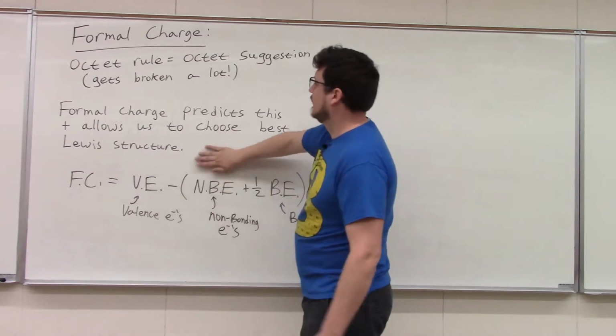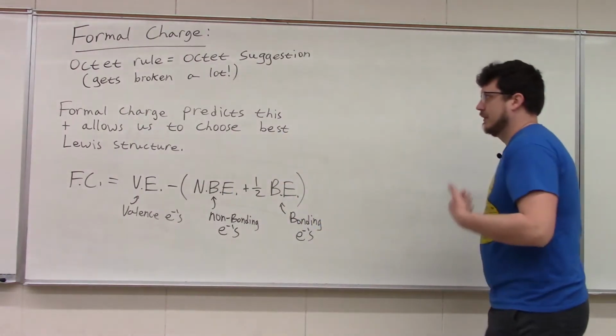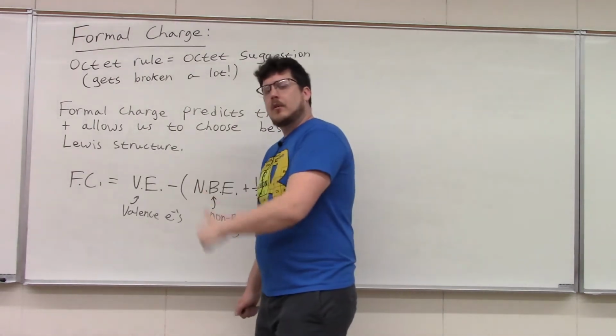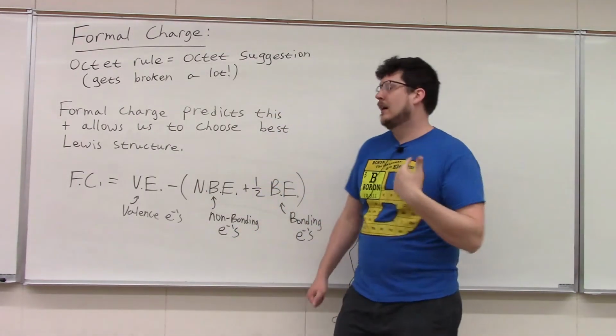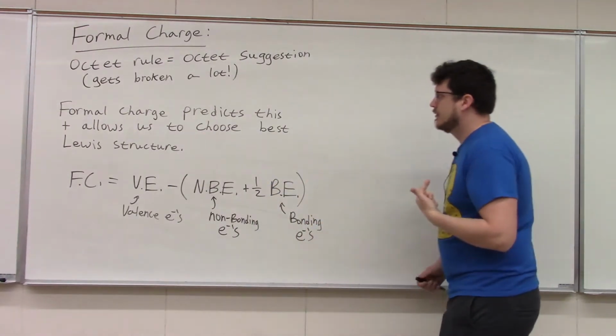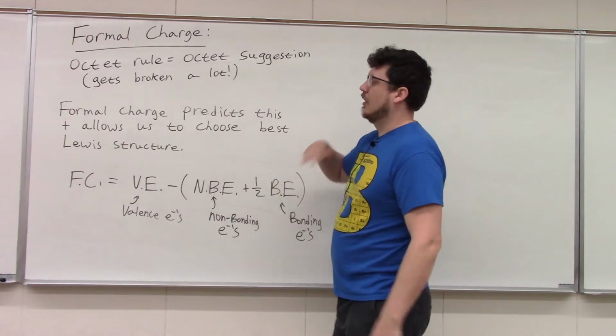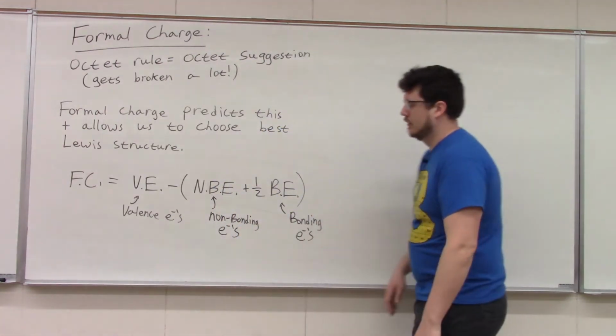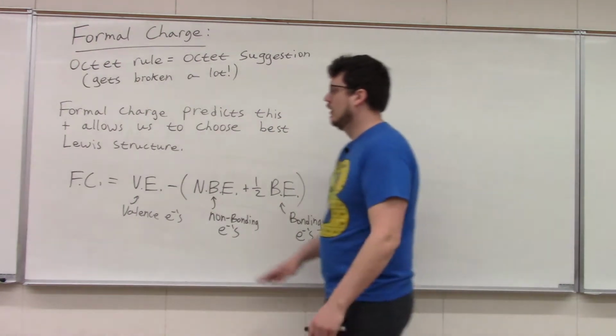All right, after 10 p.m. or whatever. So, formal charge is going to be the tool that lets us A, figure out when we're going to break the octet rule, and B, figure out how we're going to break the octet rule. So, it's going to allow us to choose our best Lewis structure. There's going to be a little more detail about when we can break the octet rule. I'll get to that in a little bit. But we have a formula here.